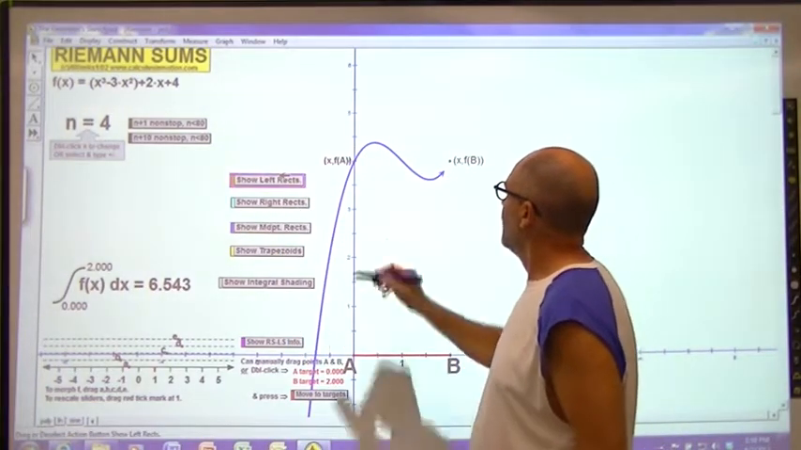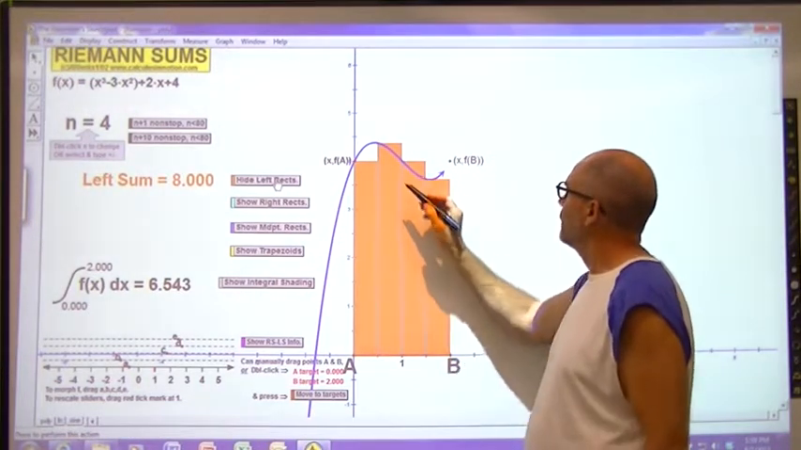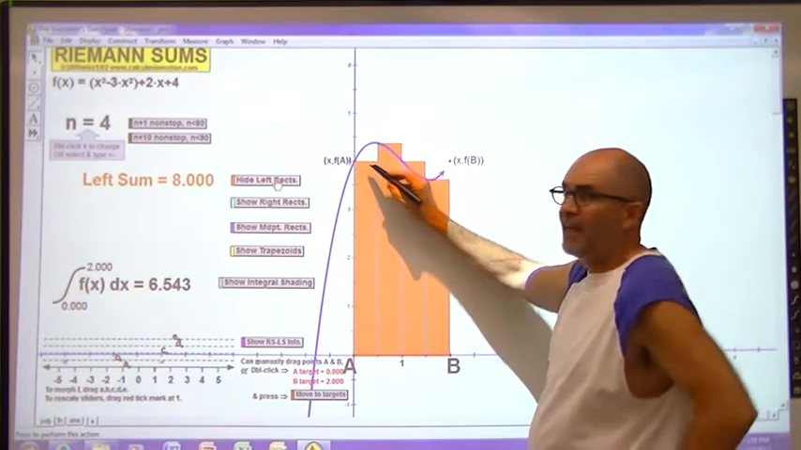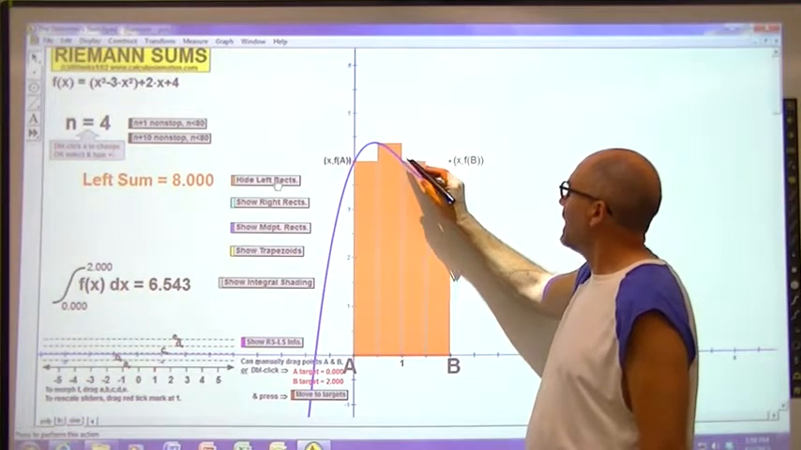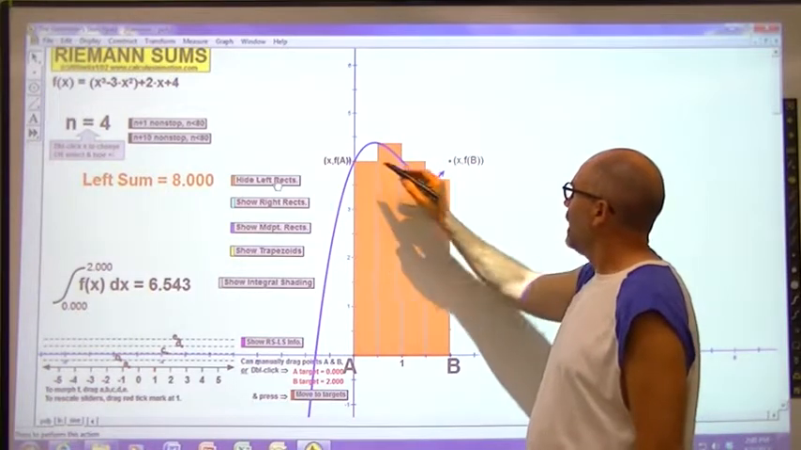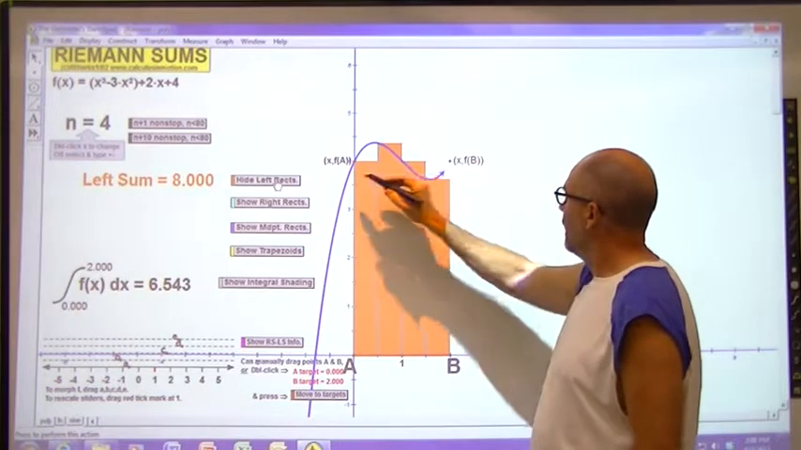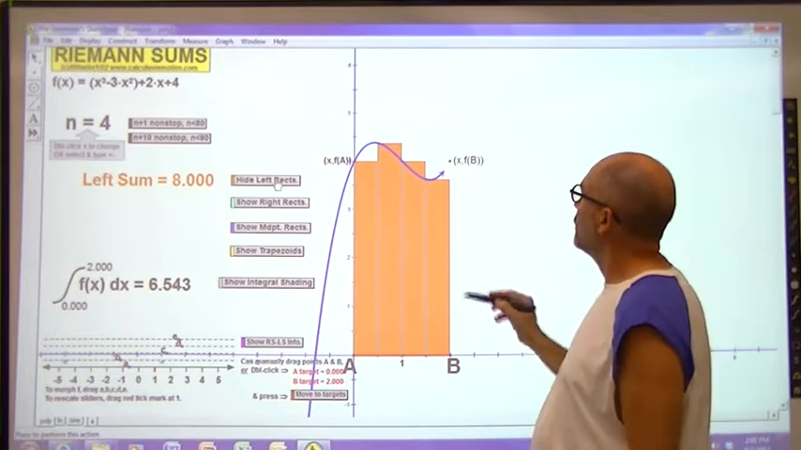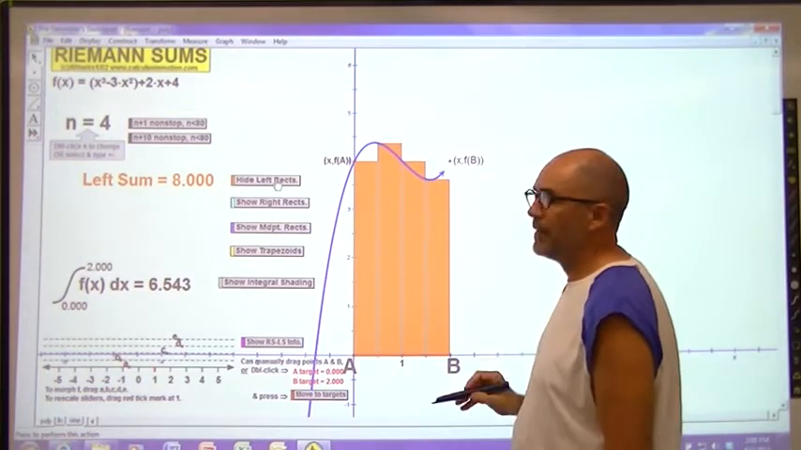Notice the left rectangles, when the function is going up, a left-handed rectangle is going to be an underestimate. But when it's coming down, the left-handed rectangle is an overestimate. Notice this function goes up, down, down, back up again, almost like a sine wave. And so you see that we've got underestimate, overestimate, overestimate, underestimate.